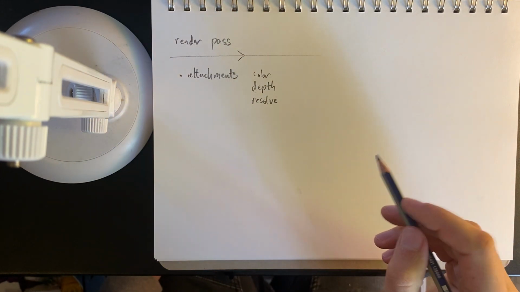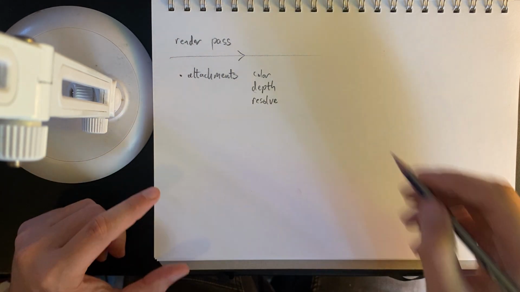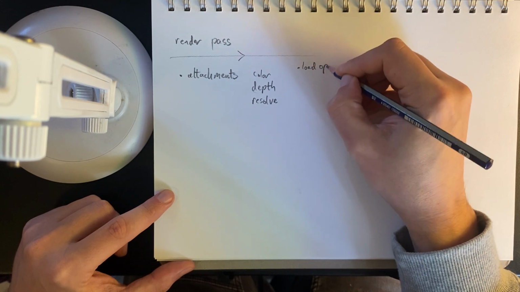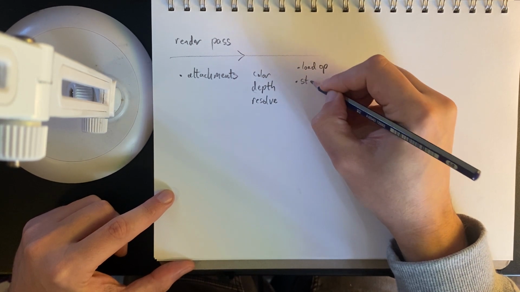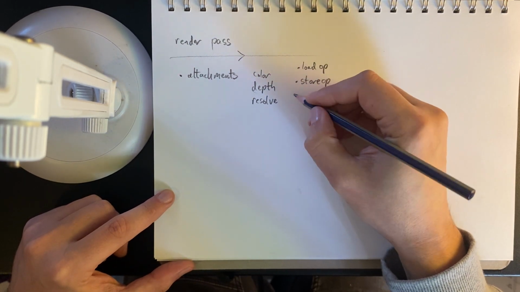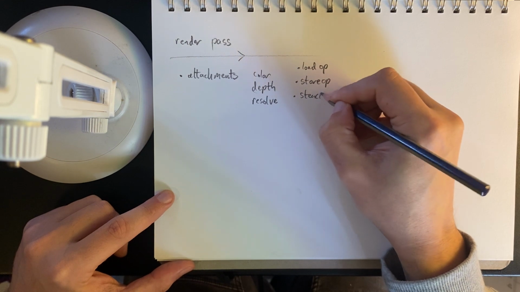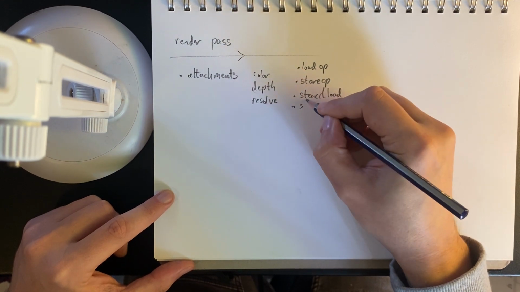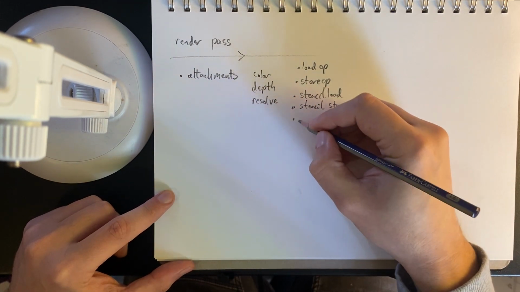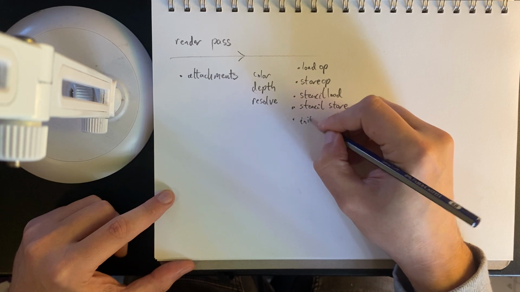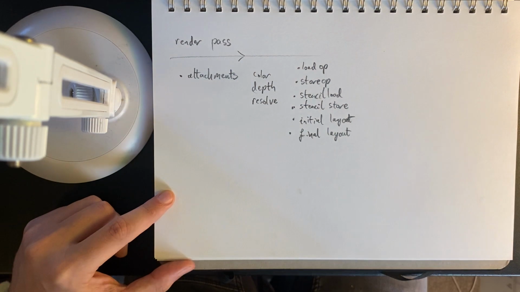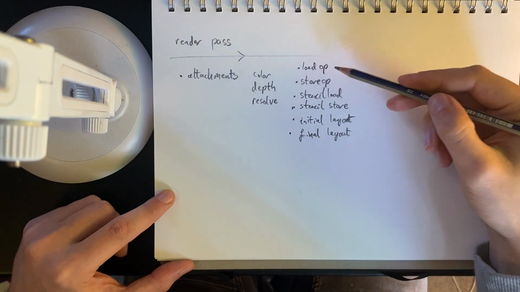What else do we have? Well, let's leave it there for now. Each of these is going to have a load operation, a store operation, and then it's going to have a stencil load and stencil store. And it's going to have layout, so it's going to have initial and final layout.